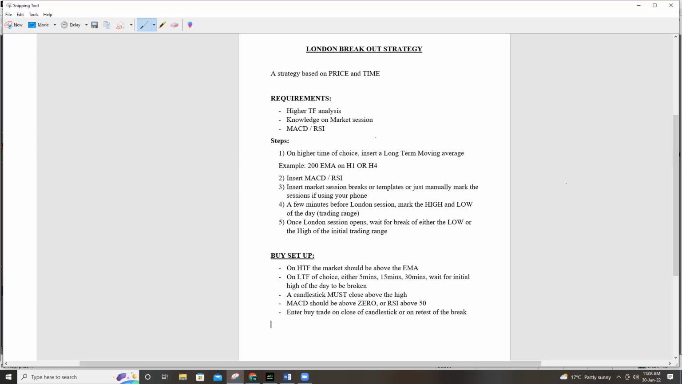Now, what are the requirements to trade the London breakout strategy? Requirement number one is the higher time frame analysis. Now, don't get worked up with the analysis, especially if you're a beginner. To work on this, what you need is a higher time frame and a higher trend showing moving average. What I mean is you can use the 200 EMA. This is the easiest one. You use the 200 EMA because it's a long-term trend moving average.